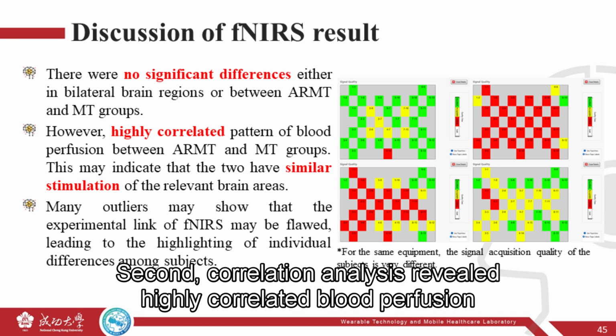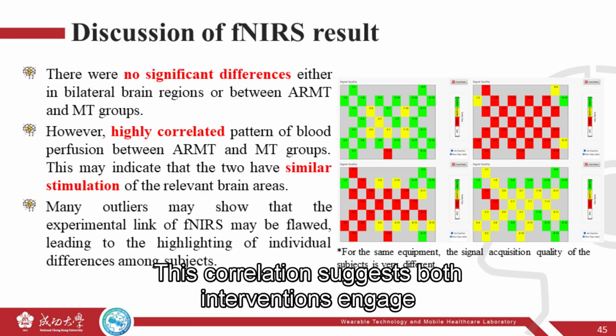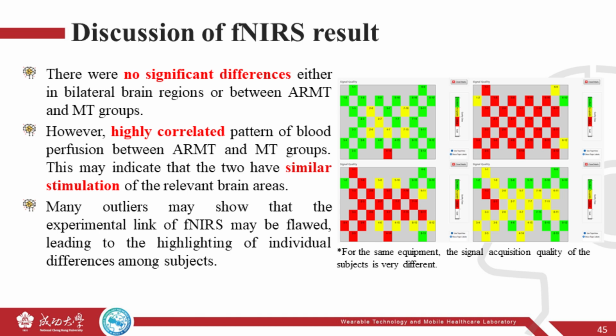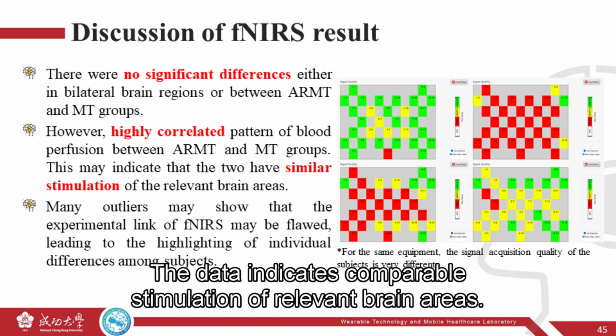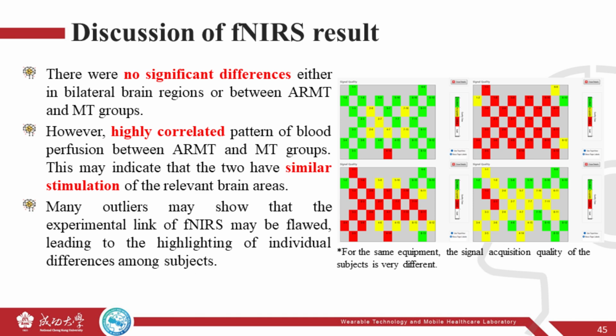Second, correlation analysis revealed highly correlated blood perfusion patterns between ARMT and mount groups. This correlation suggests both interventions engage similar neural pathways. The data indicates comparable stimulation of relevant brain areas. This finding supports the therapeutic validity of ARMT.